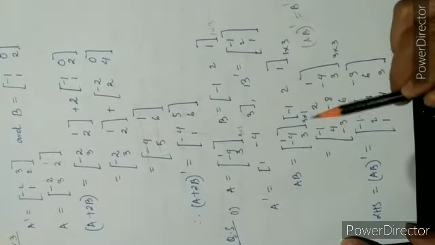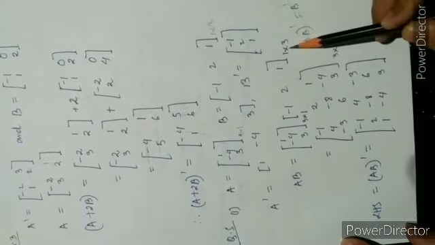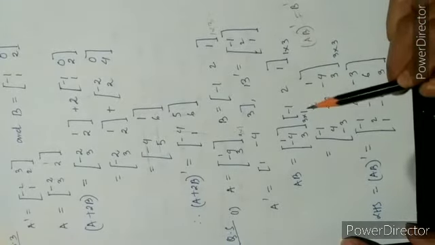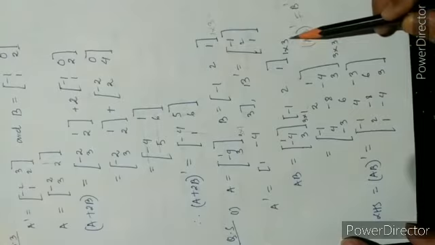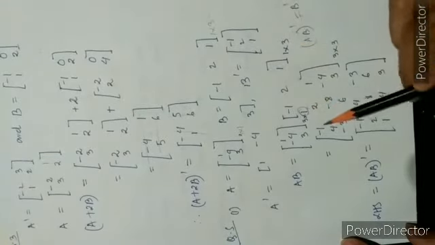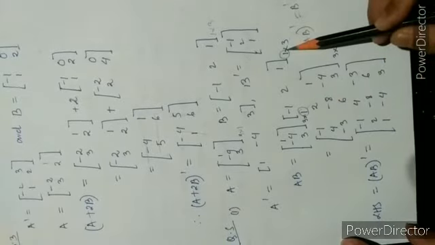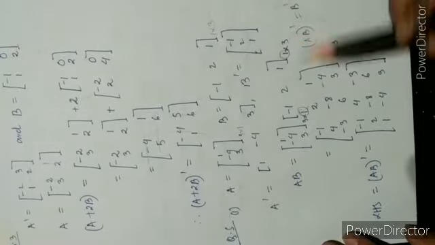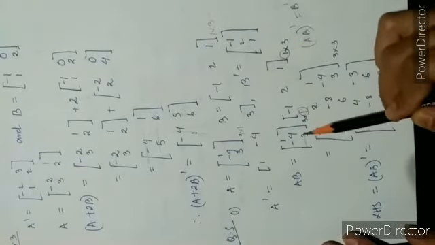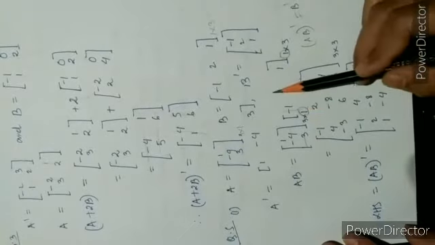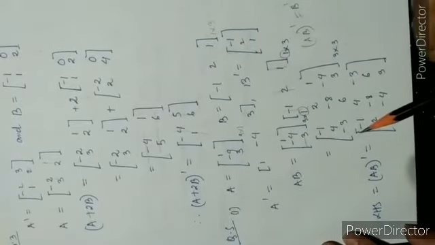The order of the first matrix is 3 by 1. The order of the second matrix is 1 by 3. The number of columns of the first equals the number of rows of the second. These matrices are said to be compatible for multiplication. So apply the multiplication rule: multiply the first row, second row, and the third row by the first column, second column, and the third column of the second matrix.